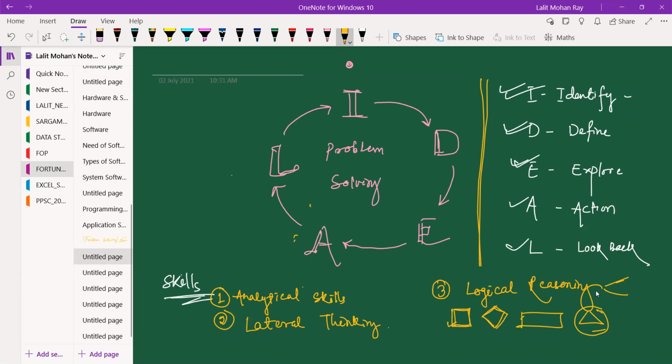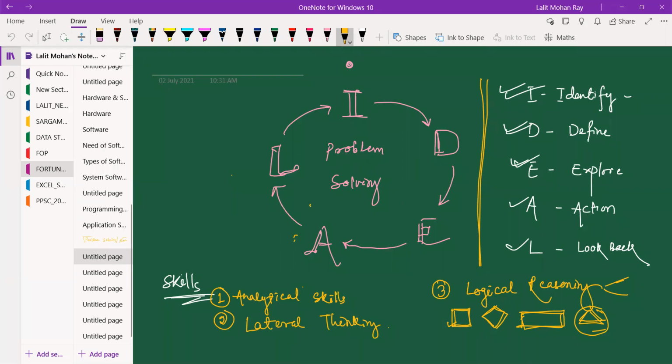So this has 4 sides, this has 4 sides, this also has 4 sides, but this figure has 3 sides. That's why it is odd from all these figures. There is a logic behind this. To find this solution, you must have this type of technique, this type of logical reasoning skill, for solving a problem.